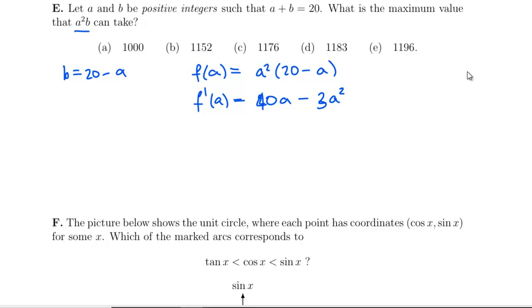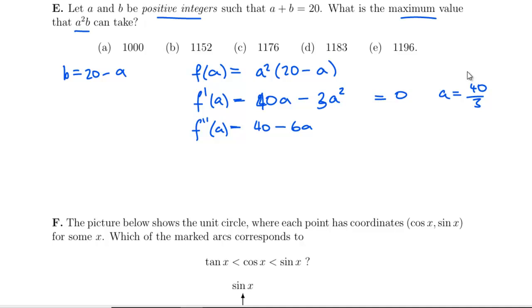So yeah, that's giving us that. We want that to be equal to 0, and we also want our f double dash to give us a maximum. So that's going to be 40 minus 6a. So this is 0 when, what have we got? A is a positive integer. So a, well, we can get rid of the zeros and say that a is going to be 40 over 3.